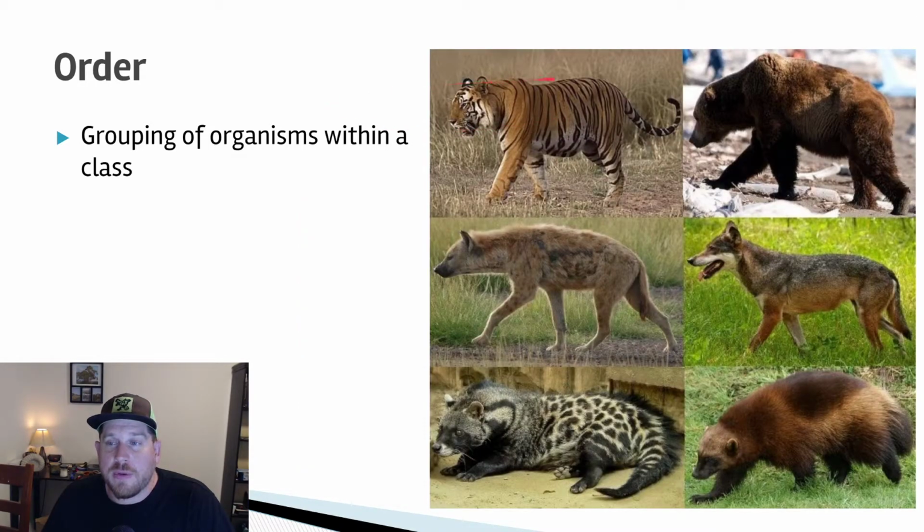Order is going to be based on, again, traits, characteristics, similarities among different organisms. And all of these guys, these are all carnivores. They're in the order Carnivora. You don't really want to come across any one of these guys, especially the honey badger, because y'all know about the honey badger. Am I right?